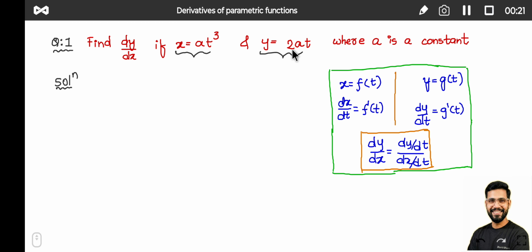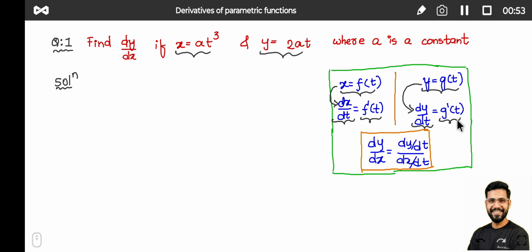Okay. So how to do the derivative? Let's consider x is given as a function f of variable t, and y is given as a function g in terms of variable t. Mostly the variable will be t or theta. So the variable here is t, so we'll take the derivative with respect to t. The derivative of x with respect to t can be written as dx by dt, let's say f dash of t. Similarly, if we take the derivative of y with respect to t, we'll get dy by dt is equal to g dash of t.